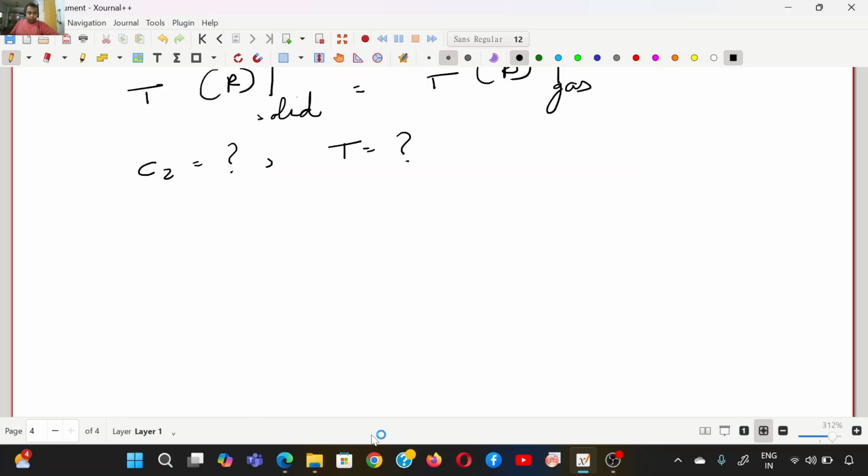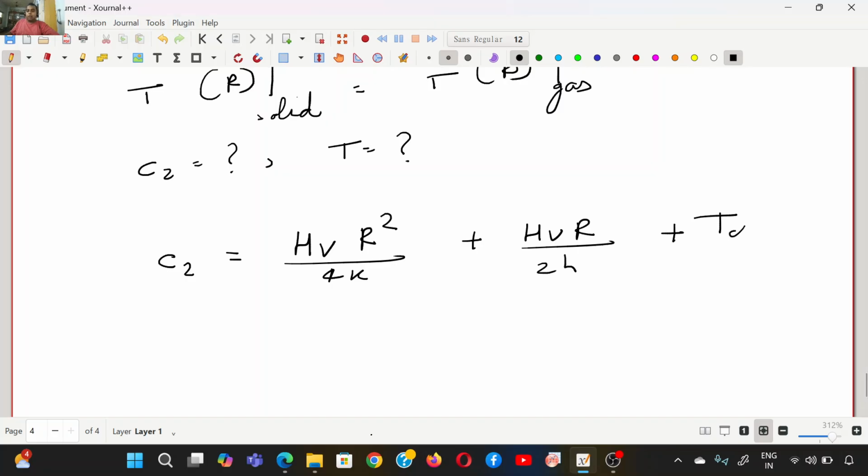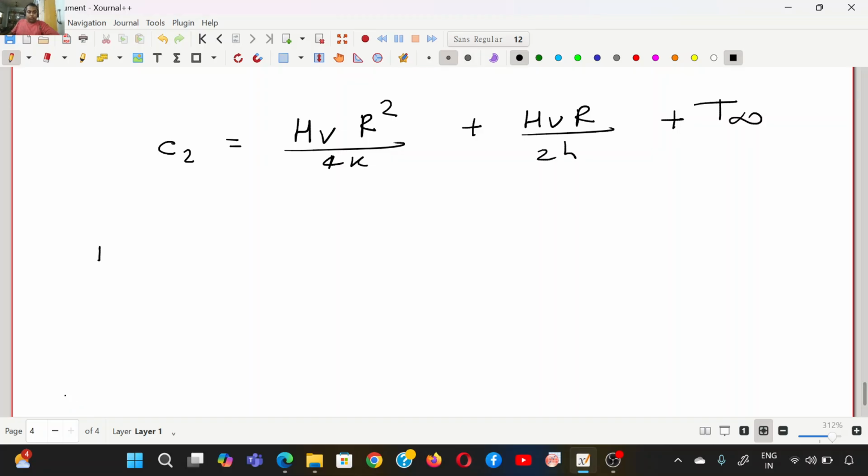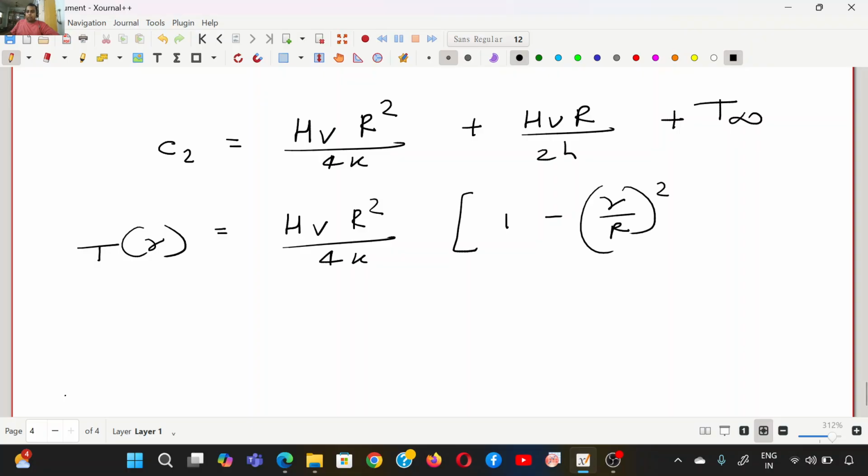Yeah, I hope you got this value of C2. Okay. So what's the temperature as a function of r profile? Should get like this. Check whether you got this.